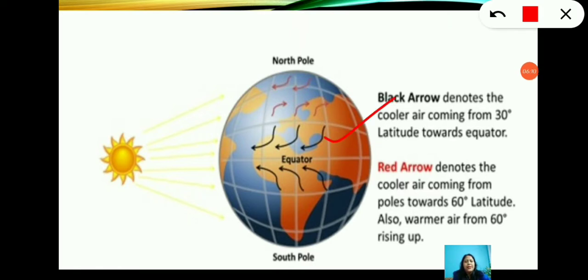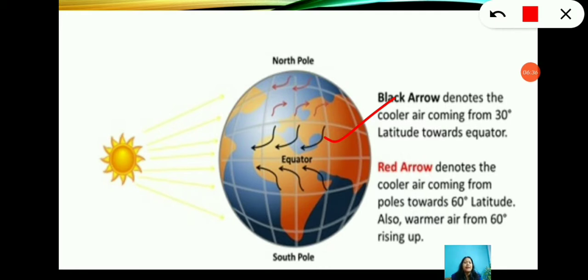here you can see these black arrows. They denote the cooler air coming from 30° latitude towards the equator. So you can see it is pointing down towards the equator. That means the cold air is coming from 30° latitude towards the equator.